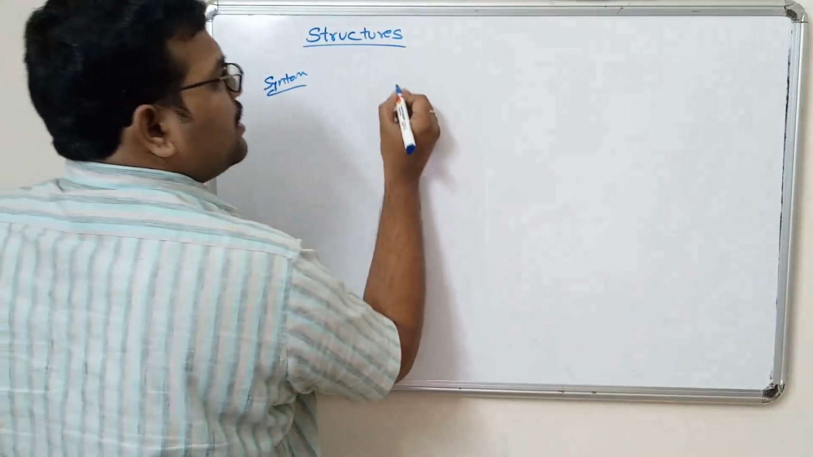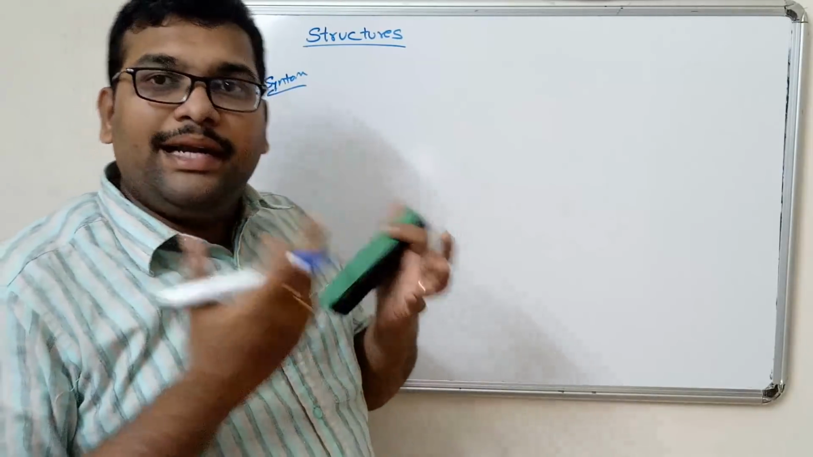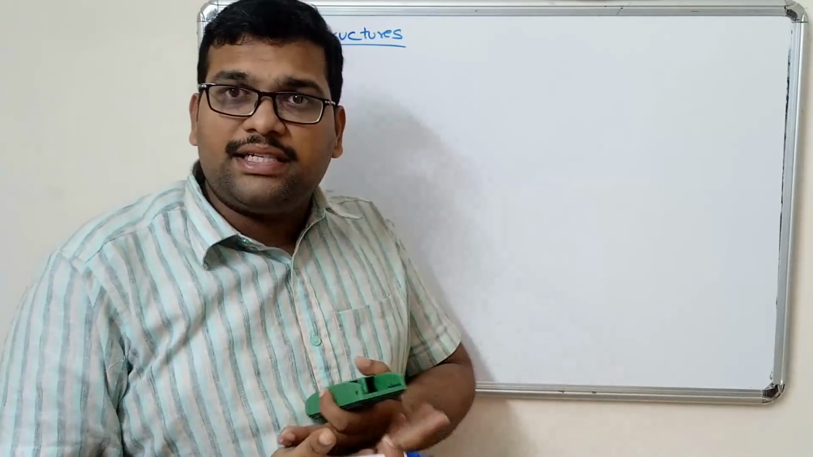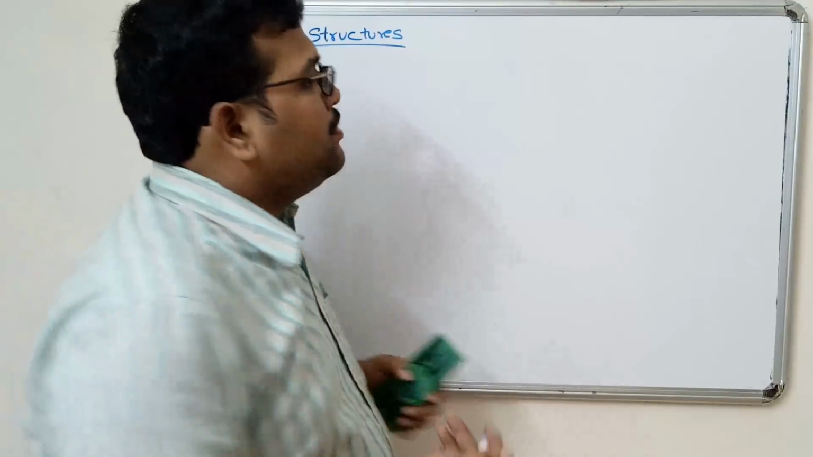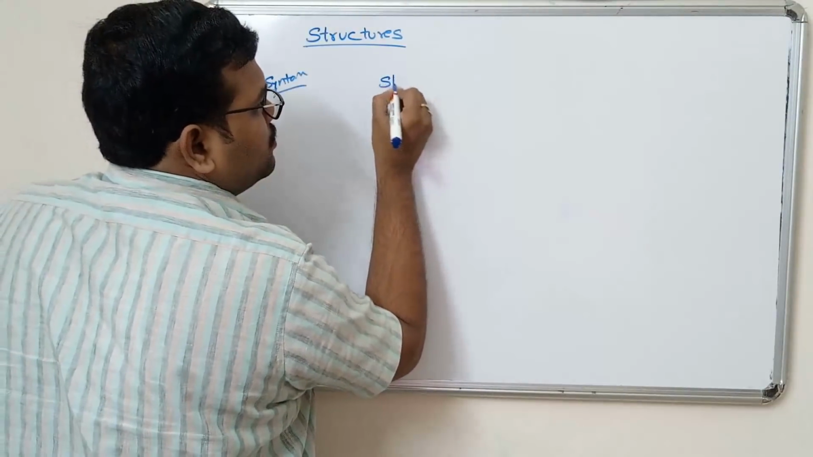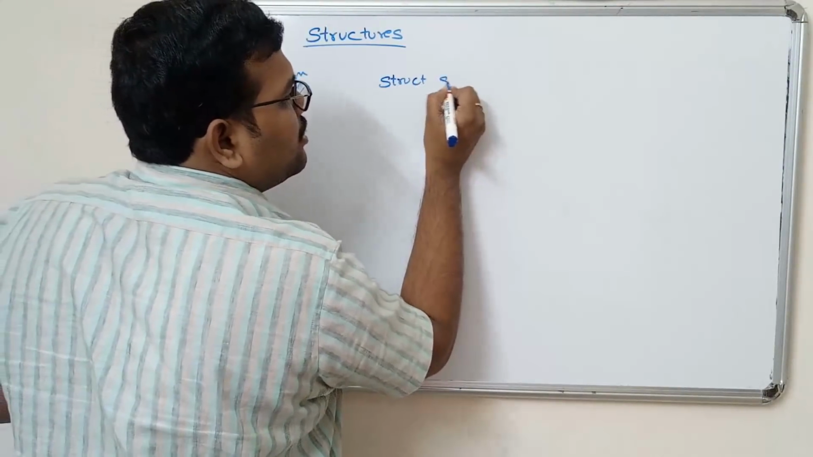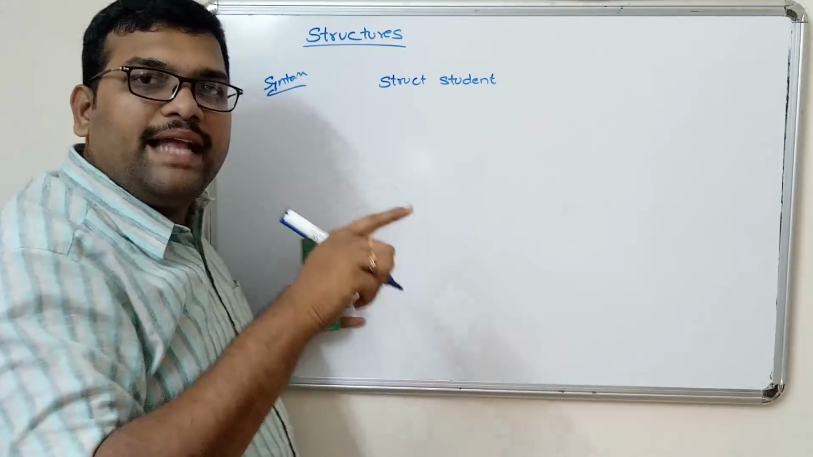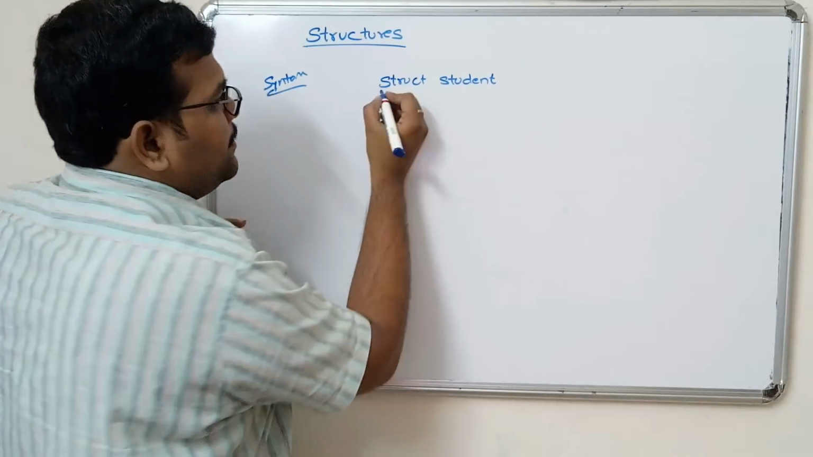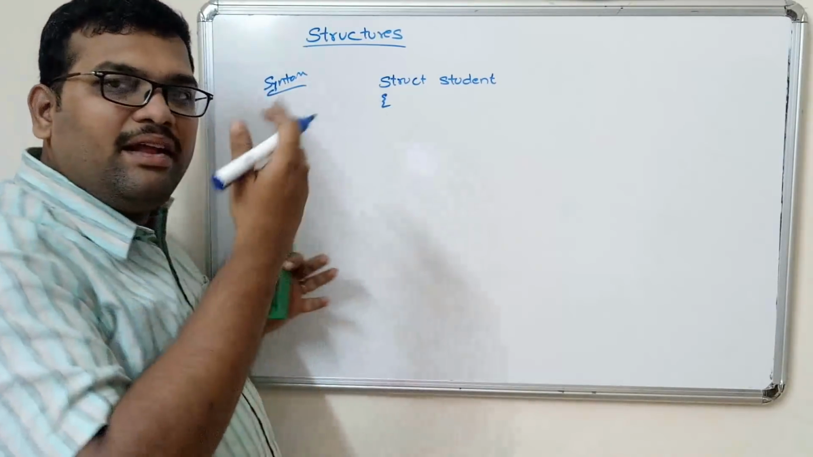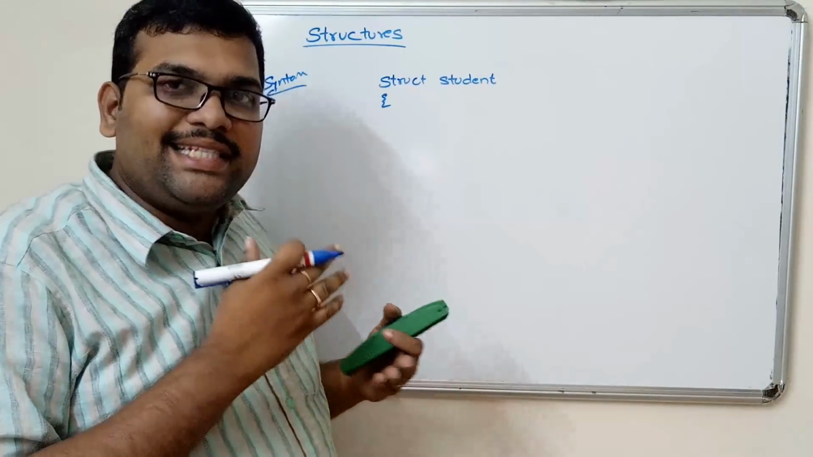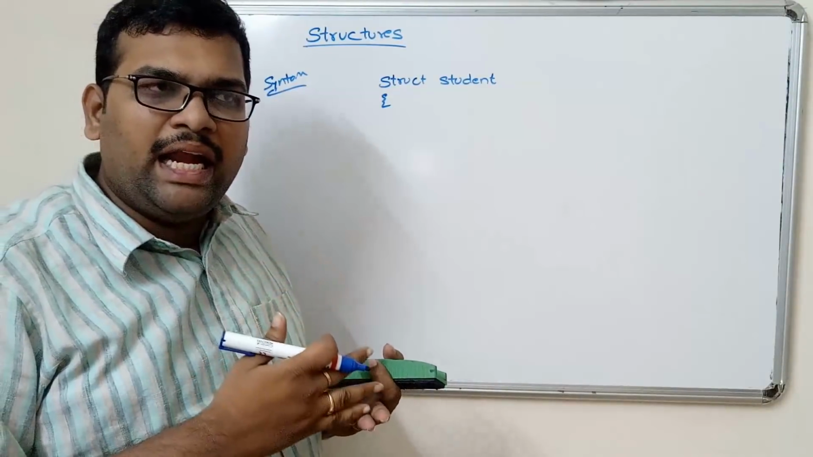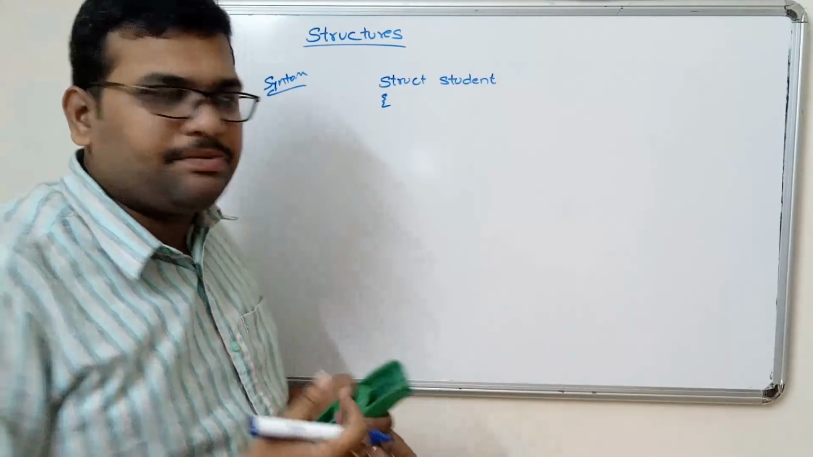Let us define a structure for a student. Struct student. So I am giving the tag name as student. In the student there are different members. That means there is a name, ID, and let us take a percentage.